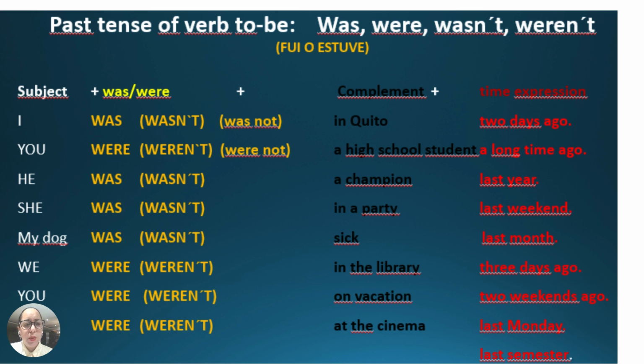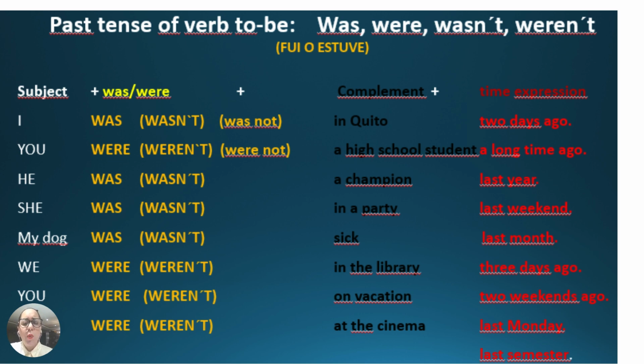Okay, so for positive statements, you have the subject pronoun. Depending on that subject, you are going to use was or were, or wasn't or weren't, then the complement, and then the adverb of time or the past time expression. After looking at these examples, we can infer that the simple past of verb to be is used to talk about past states or conditions. For example, my dad was tired after work, or the students were hungry after classes. Also to talk about past locations.